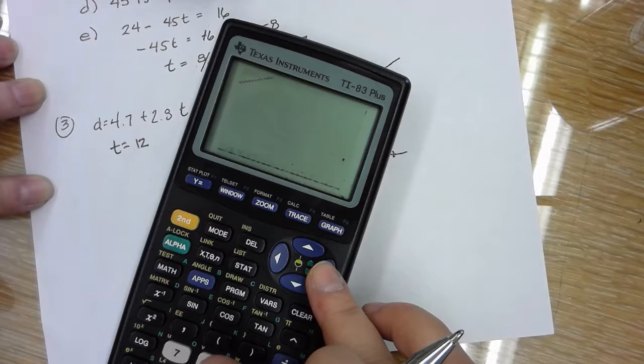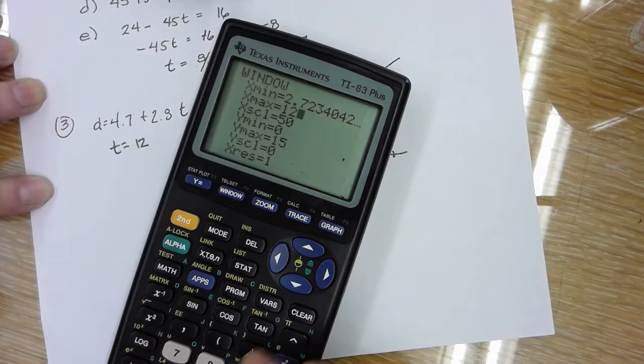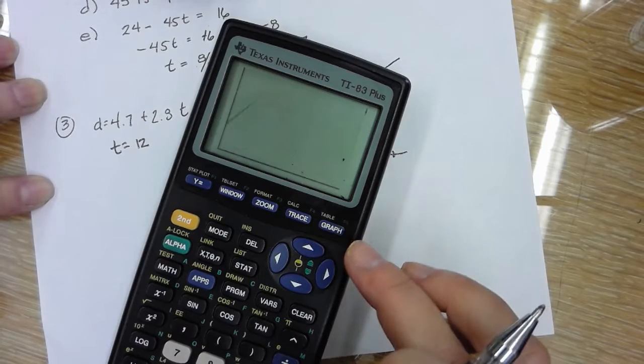You know, let's fix that. We'll make x max, we'll take it back to 12. We were good where we were. And we'll put x min back to 0. Let's see what that does to our graph. Okay, now let's trace.